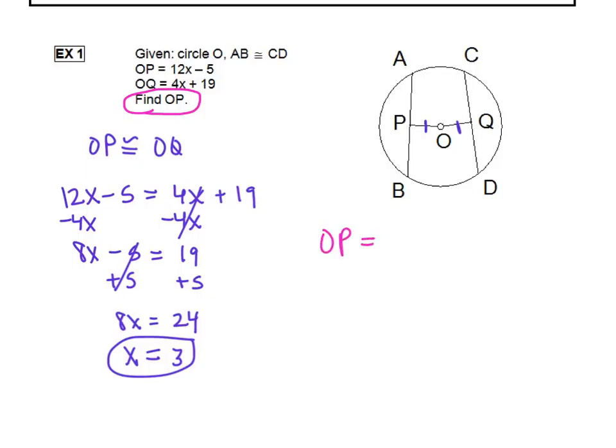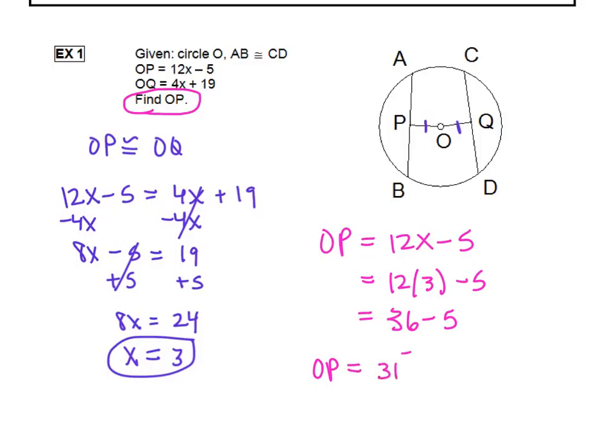So remember, OP is 12x minus 5, so all we're doing is plugging in 3. So 12 times 3 minus 5. 36 minus 5, so in the end, OP is equal to 31. And we're done.